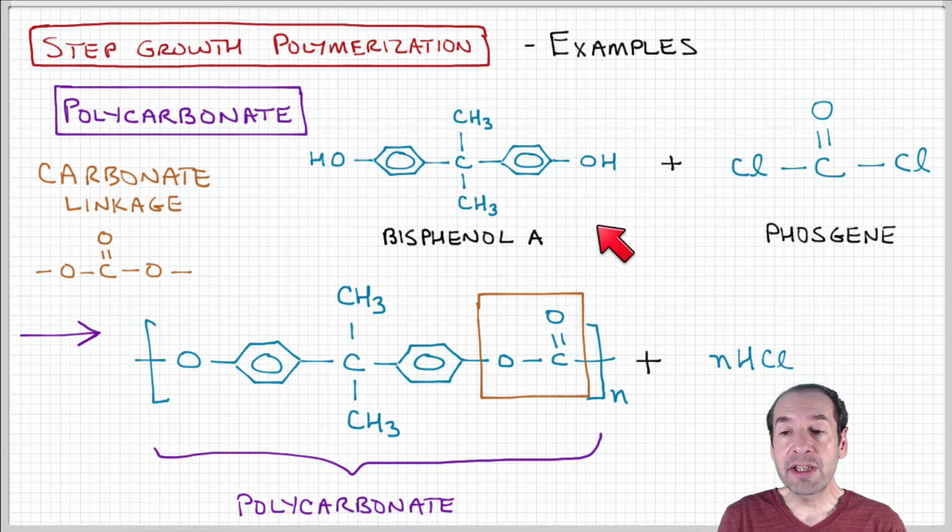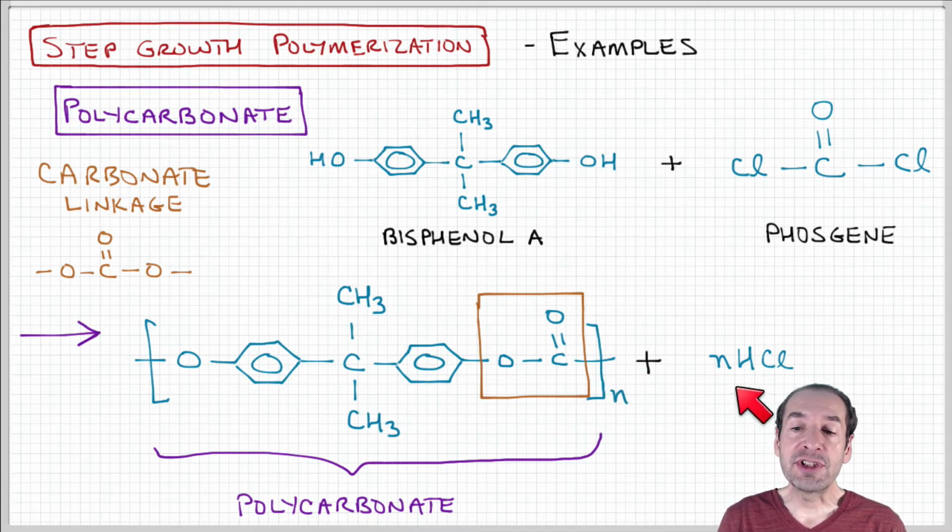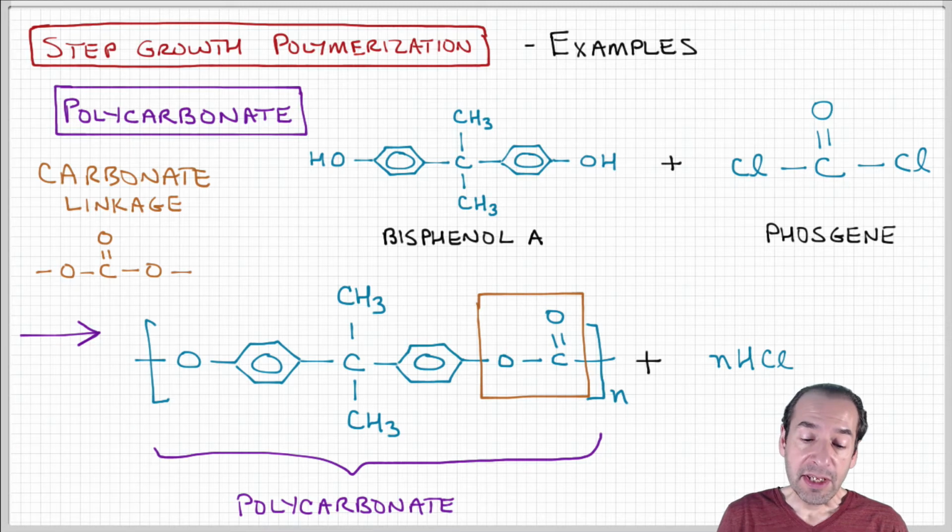And this is formed by the combination of monomers bisphenol A and phosgene to form this repeat unit, plus a condensation product of HCl. And notice that the linkage here is at the end of the repeat unit, and this structure is a carbonate linkage.